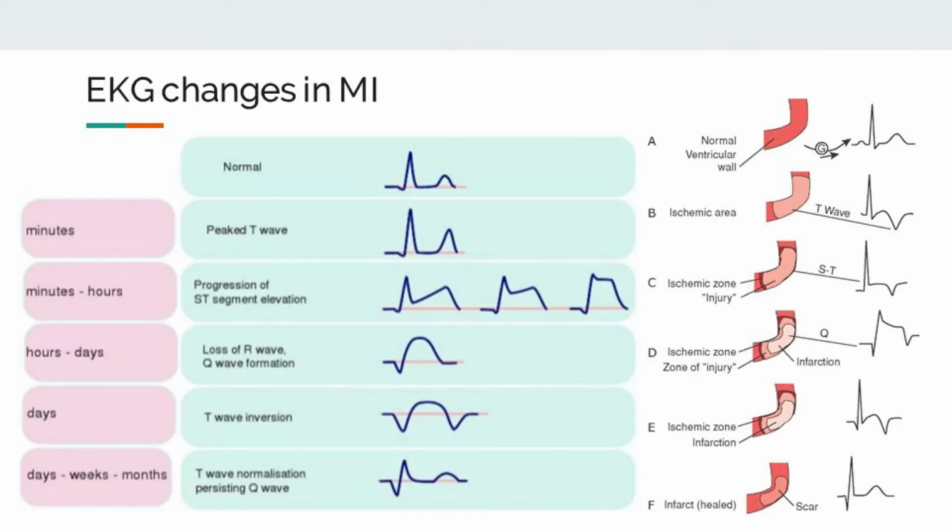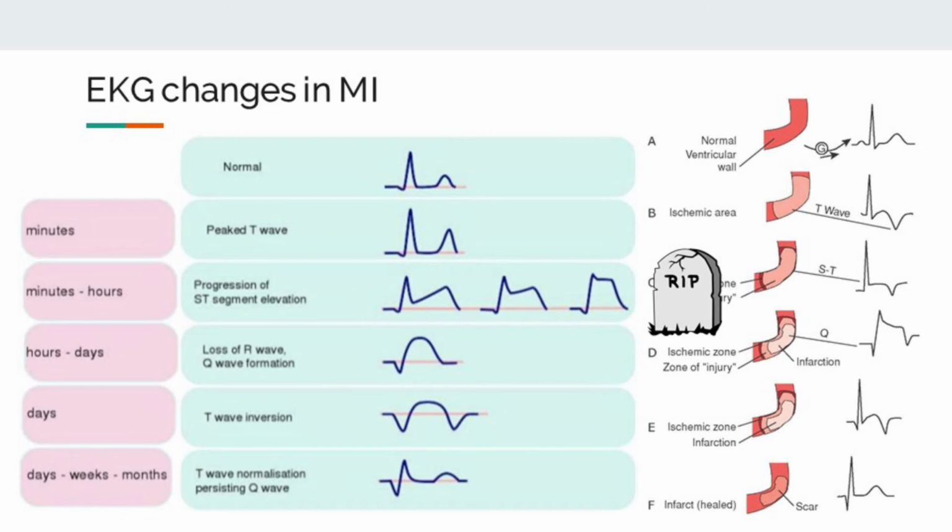Here we can see the different changes that occur in the EKG as ischemia and infarction progress over time. One of the first things we see in a STEMI is a peaked T wave. This occurs within minutes of ischemia, where blood supply to the heart has been decreased or stopped altogether. Within minutes to hours, we begin to see progression of the ST segment being elevated. You can see that the morphology or shape of the ST segment changed into the tombstone shape.